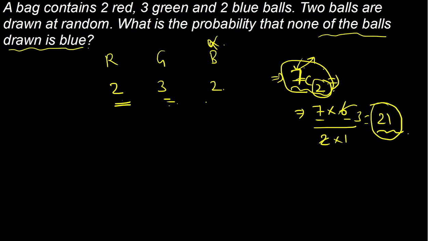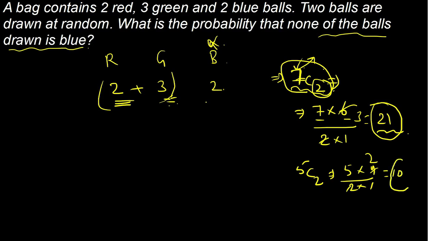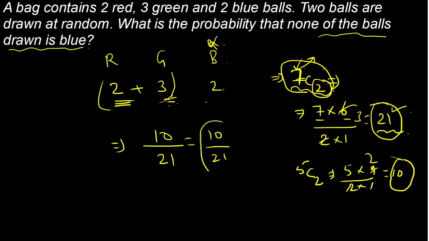And what is your favorite case actually? So what if none of the balls drawn is blue? Blue नहीं होना चाहिए, तो obviously इन दोनों बॉल में से एक होना चाहिए. 2 plus 3 is what, 5. And 5 बॉल में से आपको 2 बॉल पिक करना है, so it is 5 into 4 divided by 2 into 1. So 10 आपके फेवरेट केस हैं, and 21 आपके टोटल केसेस हैं जो आपके इवेंट में हैं. So what is the probability? Favorite upon total outcomes. So your answer is going to be 10 by 21.